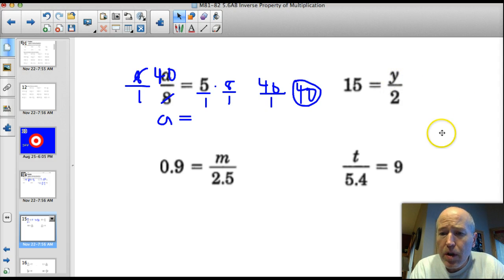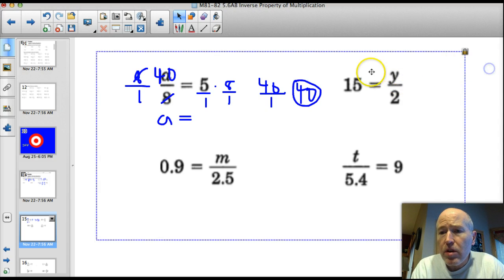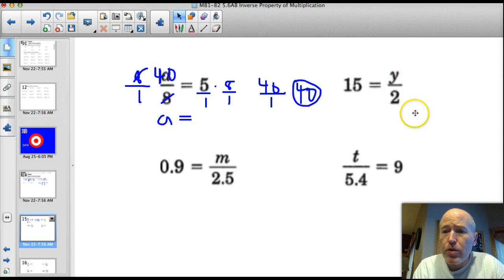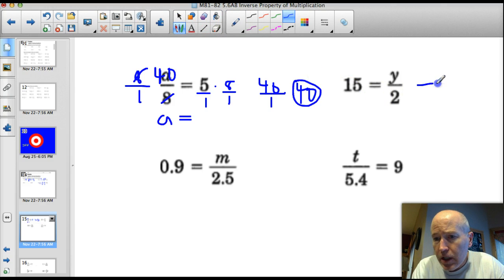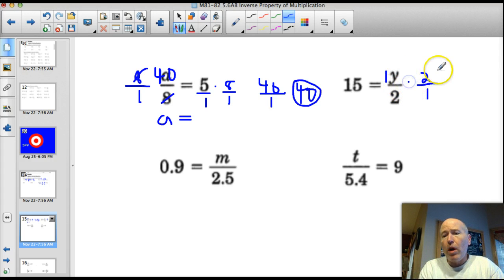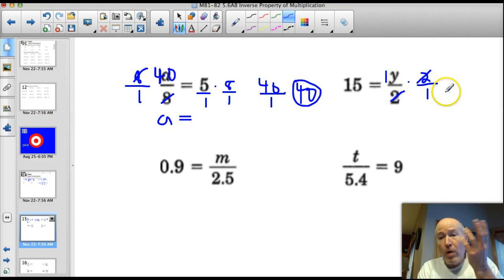All right, so let's try this one here. This one is 15 equals y divided by 2. So I bet you the first thing you're going to want to do, if you're anything like me, is to just take and get rid of that fraction on this side. We want to get y by itself. So this is, again, this is like 1y. So I'm just going to multiply this by the opposite, which would be 2 over 1. So here's my 1/2, 1y, so times 2 over 1. So these guys are going to cross out. It's just going to leave me with like 1y over 1.